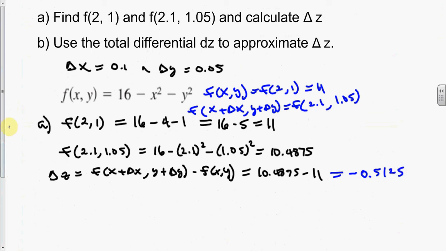Yes. Yeah. I mean that's what's allowed, plus or minus. Here, when you just calculate that, you get negative, but in the actual error, plus or minus is fine, right? Yes, sir.